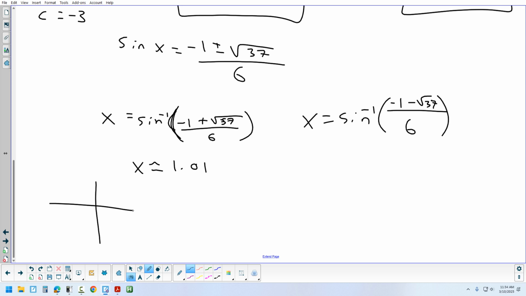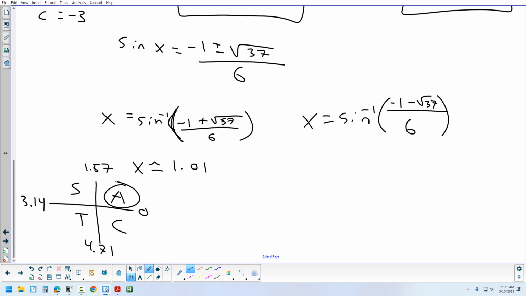So think in radians now, not degrees. This is 0, pi divided by 2, pi, 3 pi over 2. Those are my decimals. So being quadrant 1. That's quadrant 1. So we got that answer.